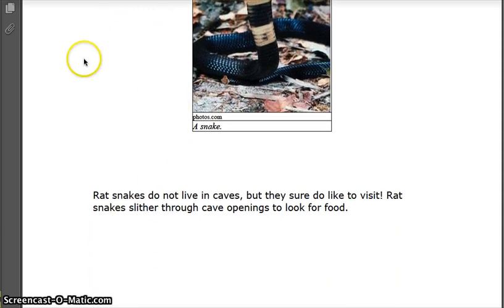And let's read with our pencils here. Get them out and ready. I'm going to read it the first time and you're going to whisper read it the second time to yourself. Here we go. Rat snakes do not live in caves, but they sure do like to visit. Rat snakes slither through cave openings to look for food.